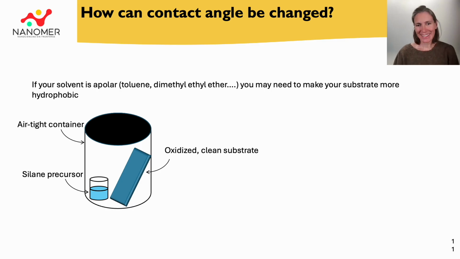In fact, we can do this by surface functionalization, and the first step will be to make your surface more hydrophilic. So use 3 molar nitric acid to treat your surface, get your surface very clean, and then you can use vapor deposition to put hydrophobic molecules on your surface.